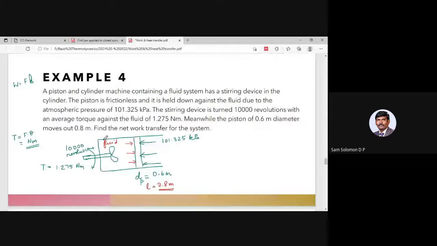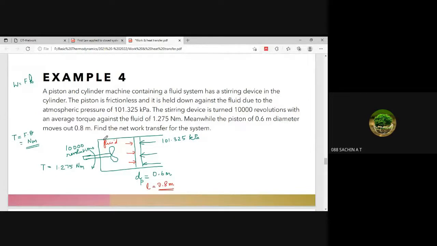Because of the stirrer? It exerts a force on the piston, moving the piston outwards. Okay, what happens to the pressure and temperature when the stirrer is being rotated inside the cylinder piston arrangement? What will happen to the pressure?